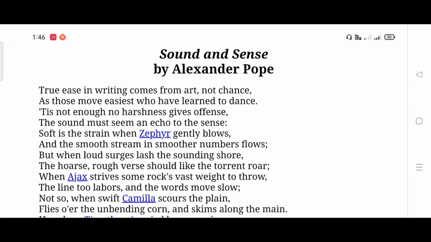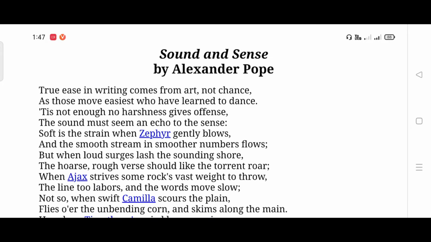Now I have introduced you to Alexander Pope. Now let's start the poem Sound and Sense. This poem, written by Alexander Pope, is a wonderful and fairly complex poem that explores what Pope believed to be the correct way to write poetry.